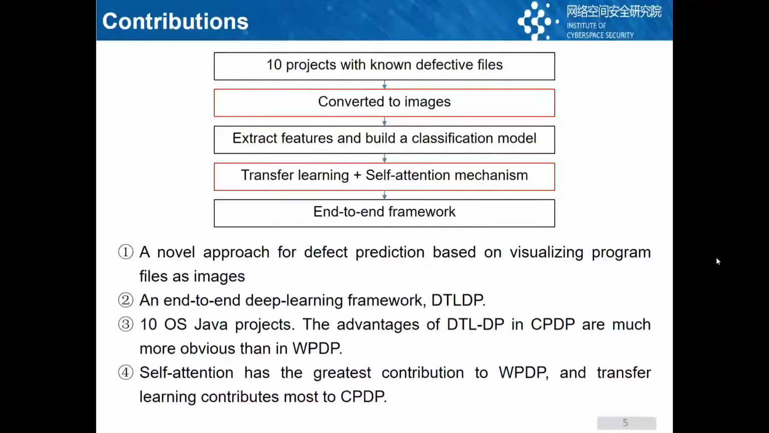First of all, we convert the files into images and use the deep model to automatically accomplish the feature extraction and compilation. Two extra strategies, transfer learning and self-attention mechanisms, are designed to improve the prediction performance, benefiting from the domain adaptation capacity of transfer learning. Cross-project defect prediction has achieved promising accuracy, scored as the state of the art.